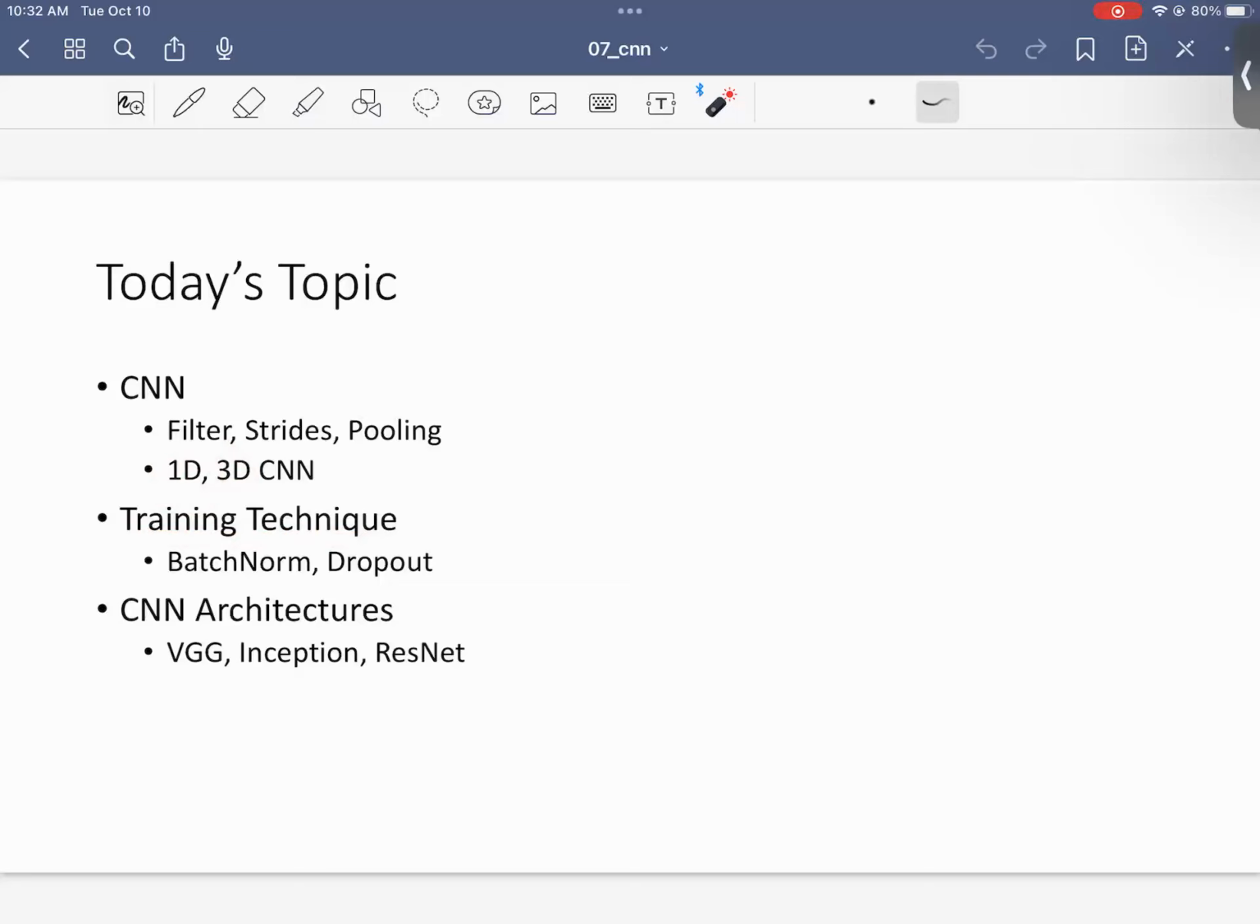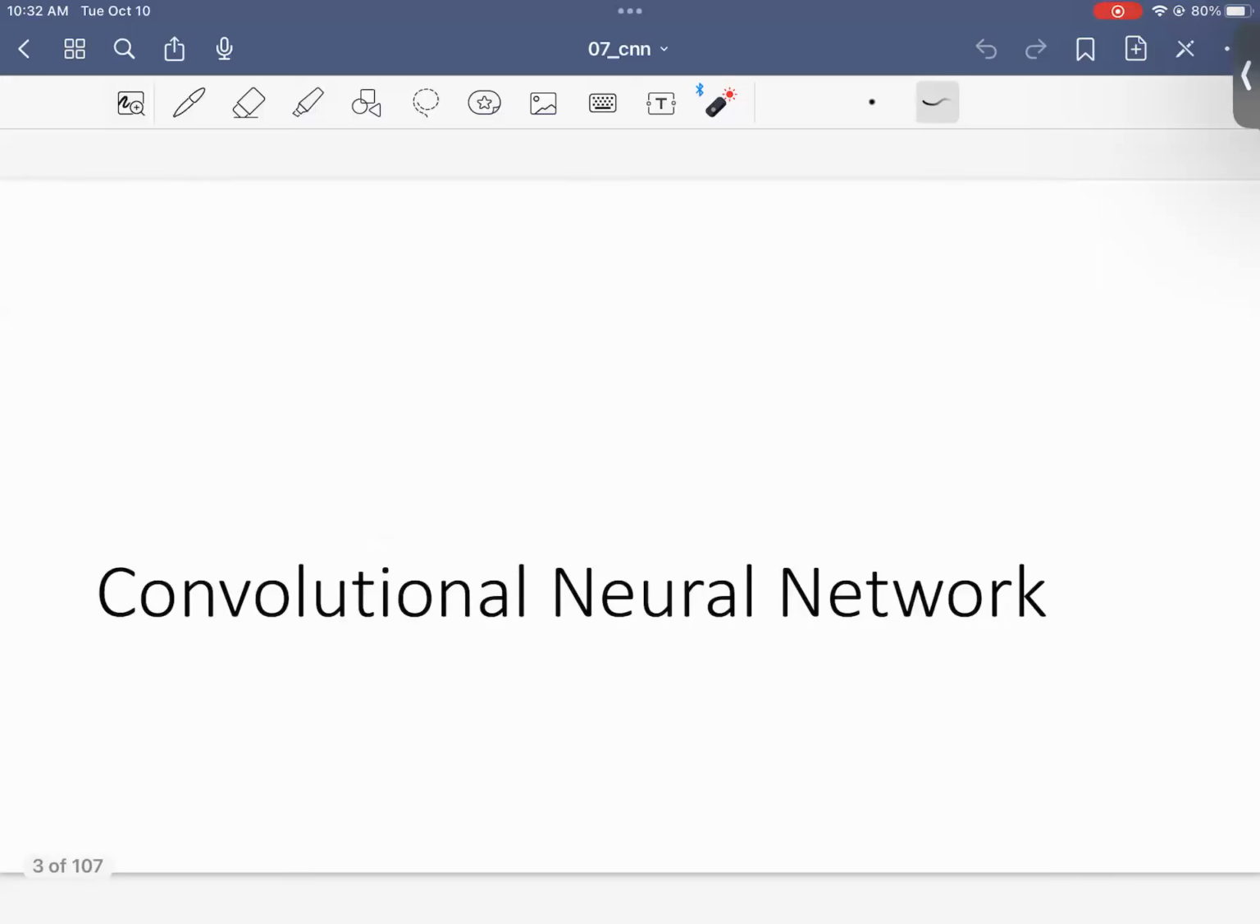And then some of the CNN architectures: VGGNet, Inception, these are really old stuff. But ResNet, the concept of residual connection, still lives on till today. So we're going to have to look at this a little bit more in detail. So that'll be it. So ConvNet, or convolutional neural network, CNN.